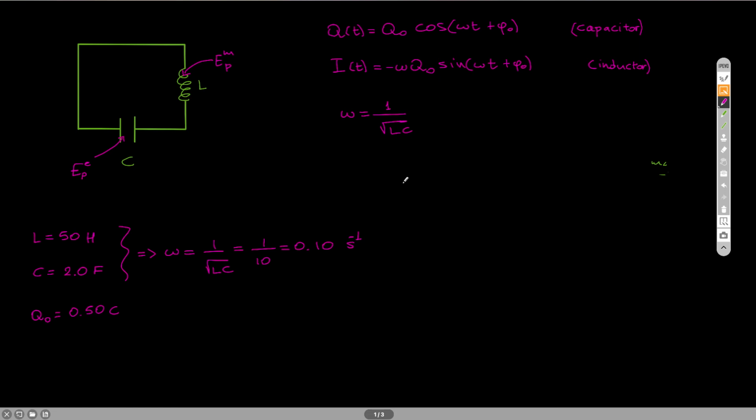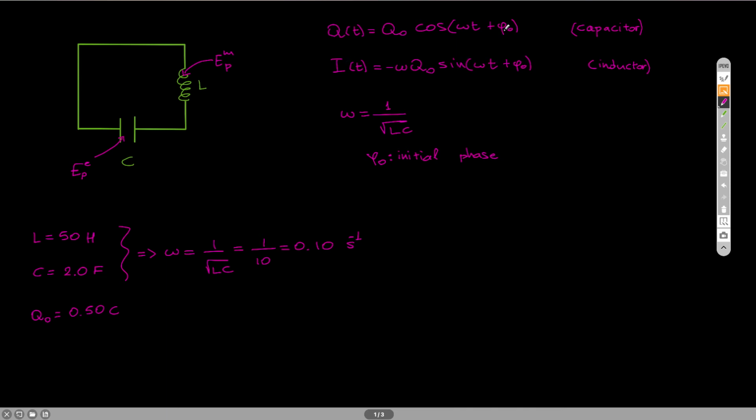Now, one thing that I will mention: this phi naught refers to the initial phase. What does that mean? If phi naught is 0, then the charge is simply a cosine function. If phi naught is 0, the current is really a sine function.